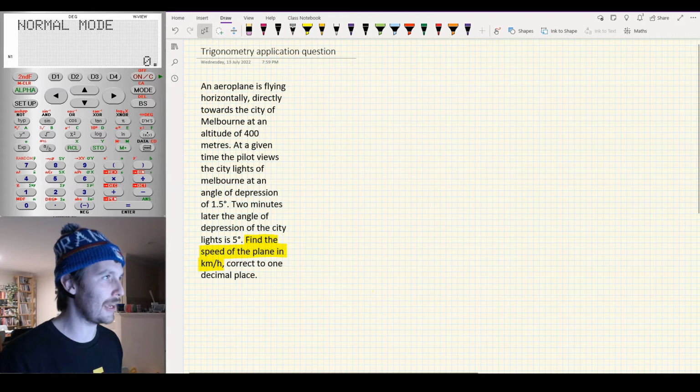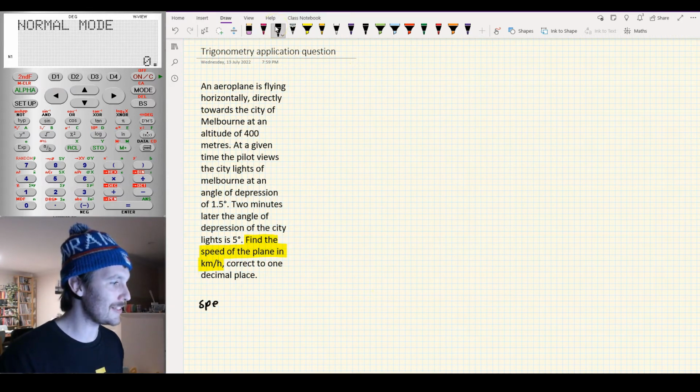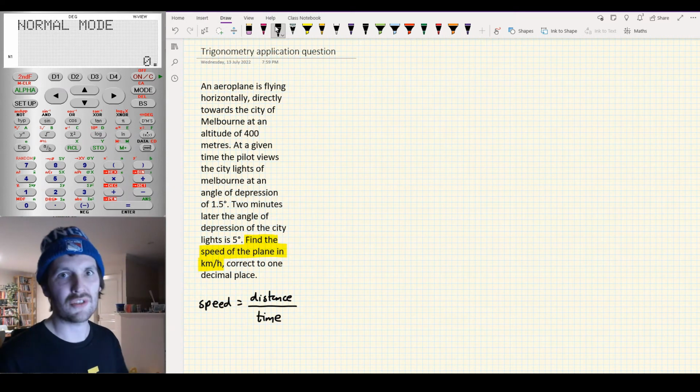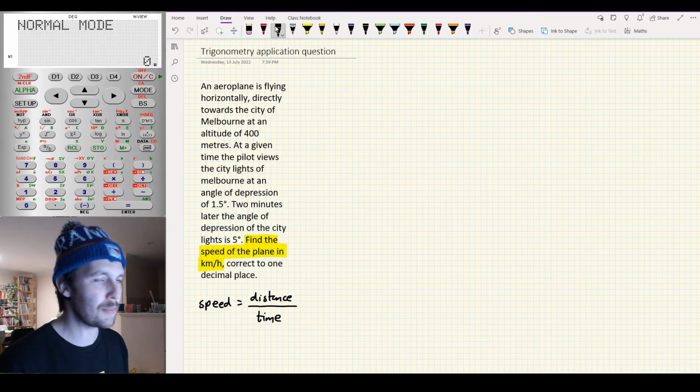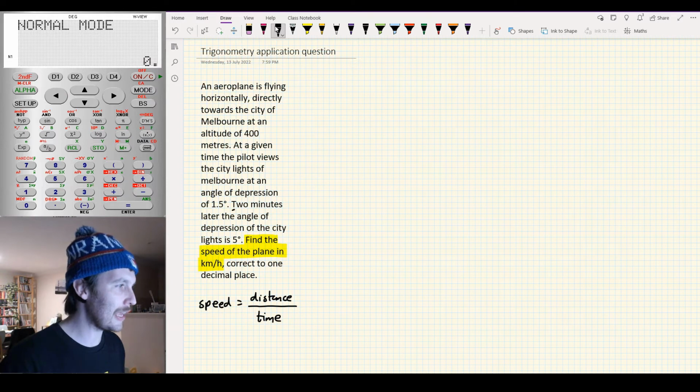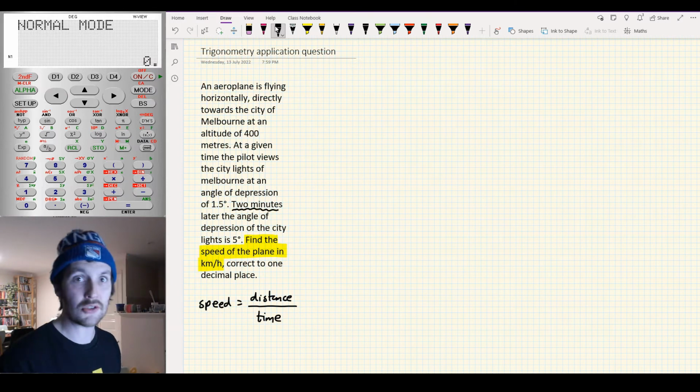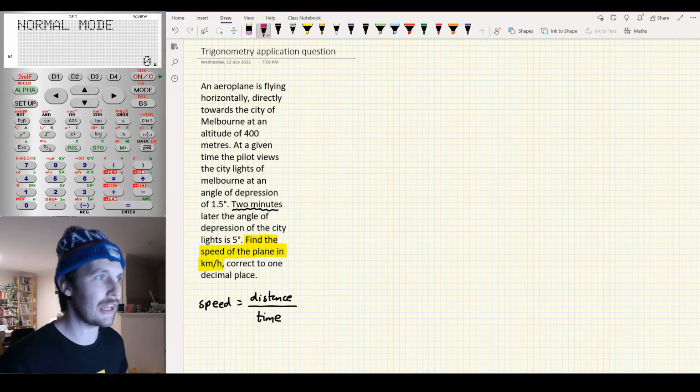So as soon as you see that, you want to think, okay, I calculate speed by finding the distance traveled by an object and dividing it by the time it takes to do it. So for cars, kilometers per hour, runners, meters per second, whatever. We're given the time it takes to get between 2 points in the question. It's 2 minutes, but we don't know what the distance is between those 2 points. So that's what we've got to use a bit of trig to help us with.